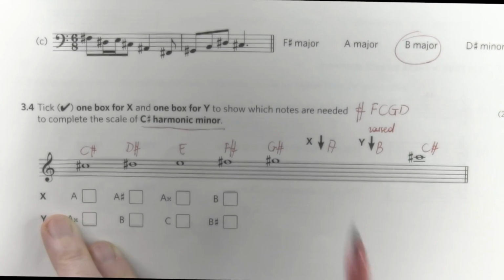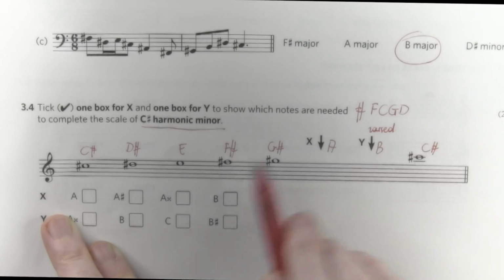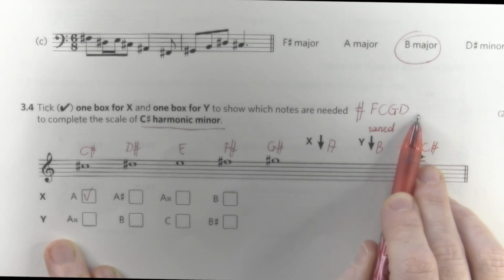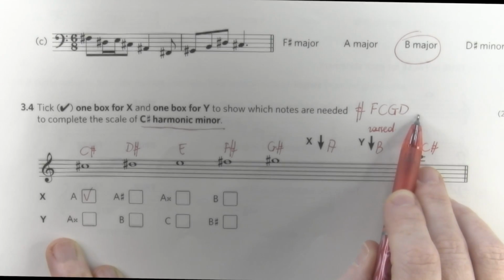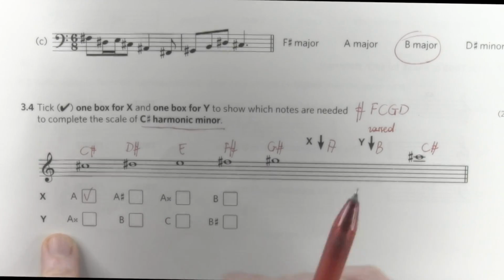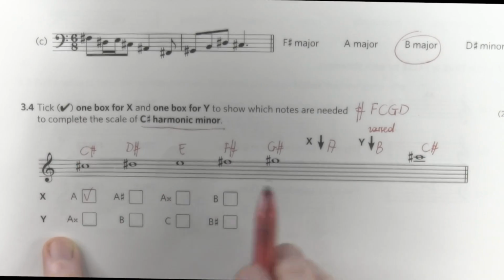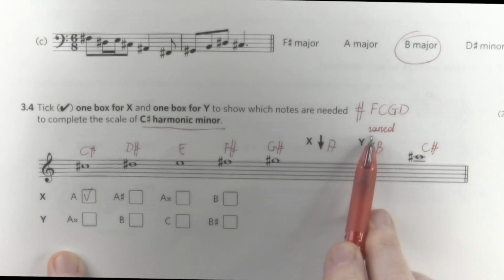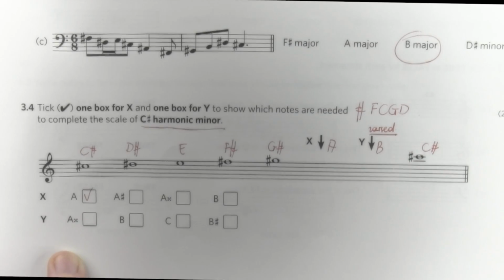Only this is raised. So we need to find an A. Is it sharp? No, because it's not sharp in the key signature. So A. Sorry, one box, tick. Yeah, we need to tick. And the last one is B. Is it sharp? No, but it needs to be raised. So B sharp and not B, so that they create this nice augmented second that is very typical of a harmonic scale.